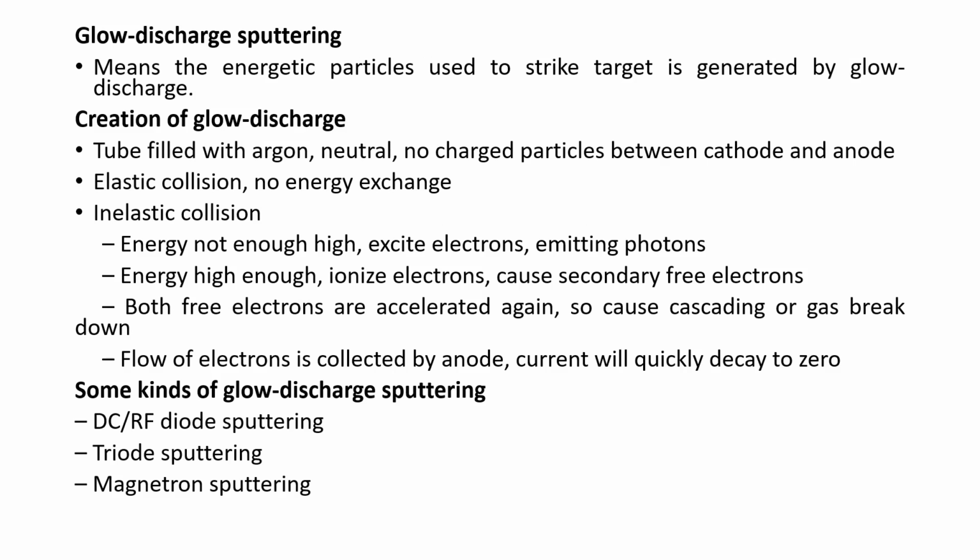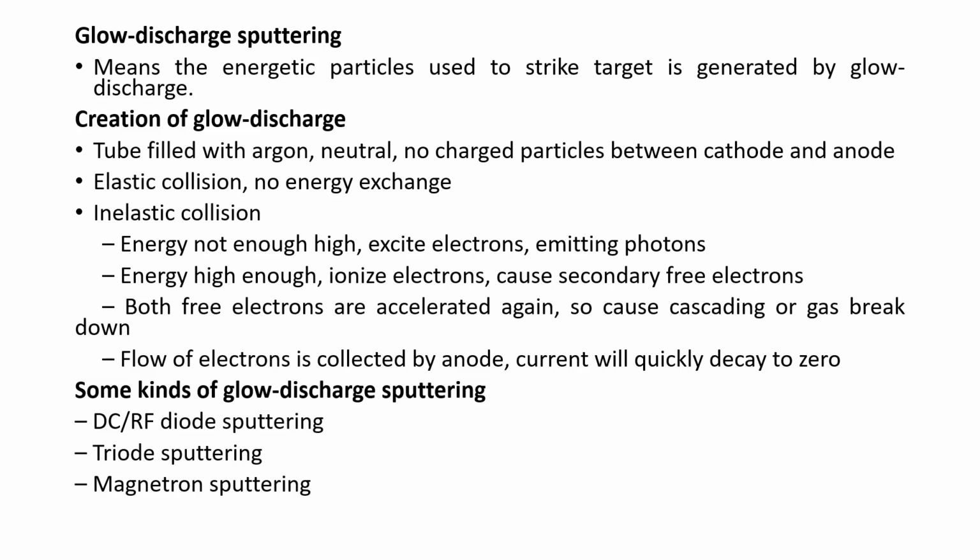Next, one type of sputtering is glow discharge sputtering, which means the energetic particles used to strike the target are generated by glow discharge. Creation of glow discharge: a tube filled with argon is neutral, with no charged particles between cathode and anode. Elastic collisions involve no energy exchange. In elastic collisions, the energy is not high enough to excite electrons and emit photons. When the energy is high enough, it ionizes atoms and causes secondary free electrons.